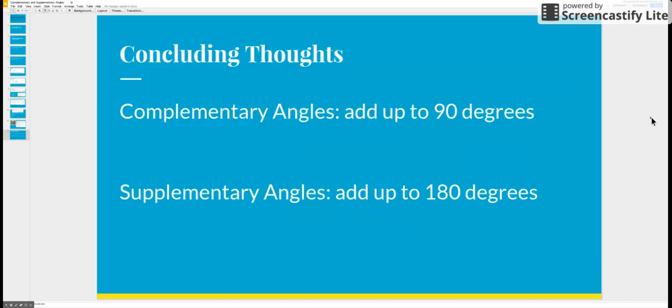Okay, so just some concluding thoughts. Complementary angles add up to 90 degrees, and supplementary angles add up to 180 degrees.